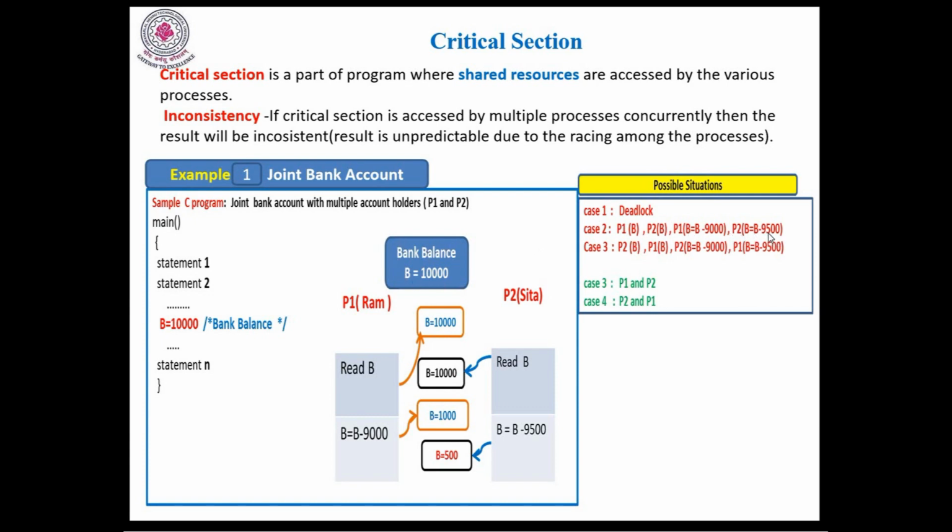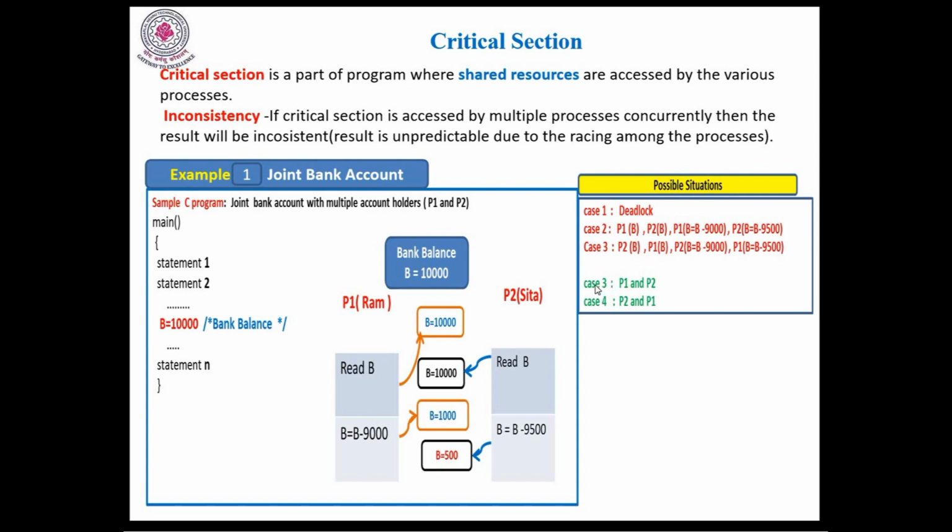How much am I withdrawing? 18,500 withdrawing with the available balance of 10,000 in case 2. Similarly in case 3 also, I am withdrawing 18,500 rupees with the balance of 10,000 rupees. These situations may occur. How do we overcome these situations? That will be possible by introducing a synchronization method.